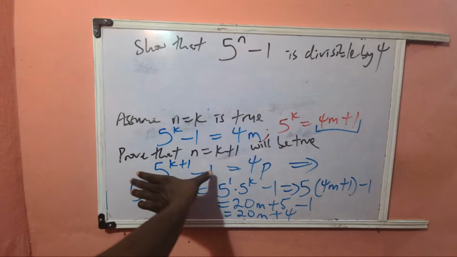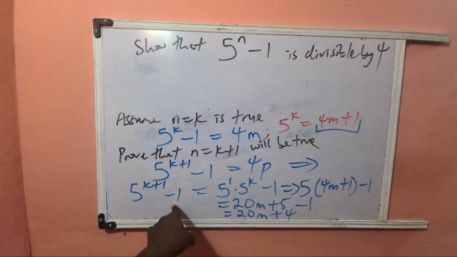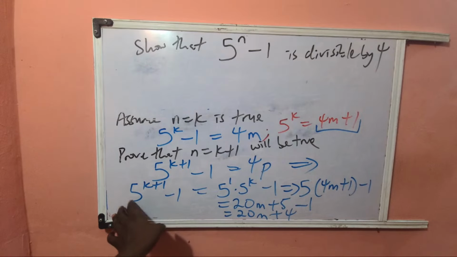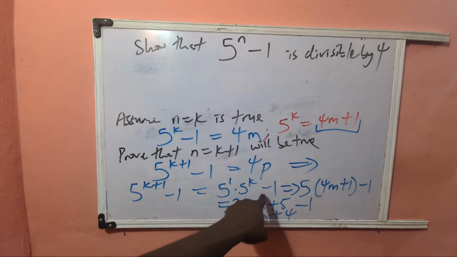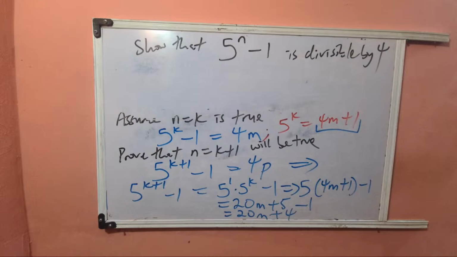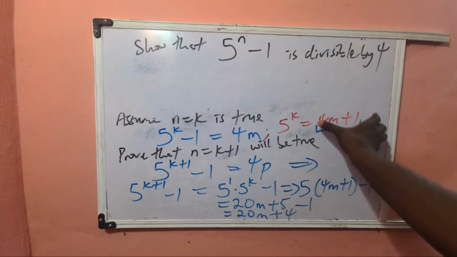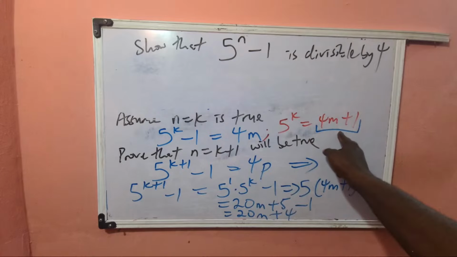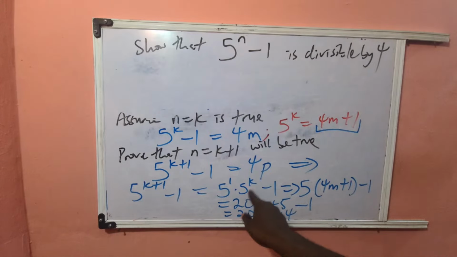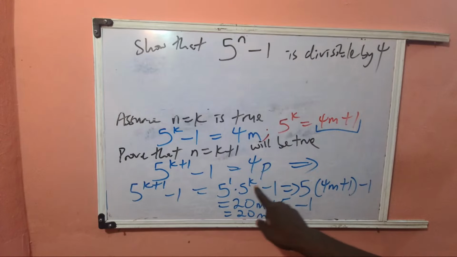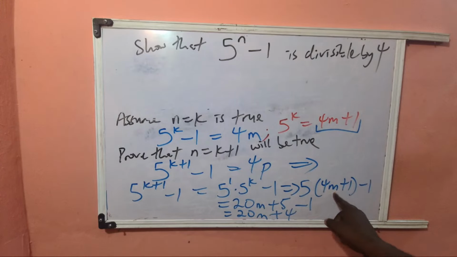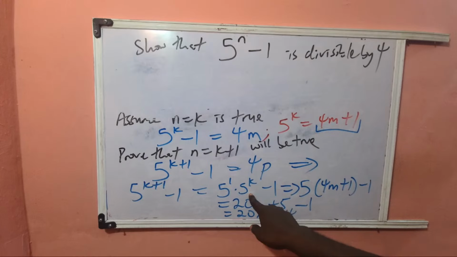So I then went on to look at 5 raised to the power k plus 1 minus 1. I separated 5 raised to the power k plus 1 as 5 raised to the power k times 5 raised to the power 1, minus 1. That's all I did. Wherever I saw 5 raised to the power k, I'm not wrong if I pull my inductive hypothesis inside there. Wherever I saw 5 raised to the power k, I'm putting 4m plus 1 there. Of course, all the other things are still written here.